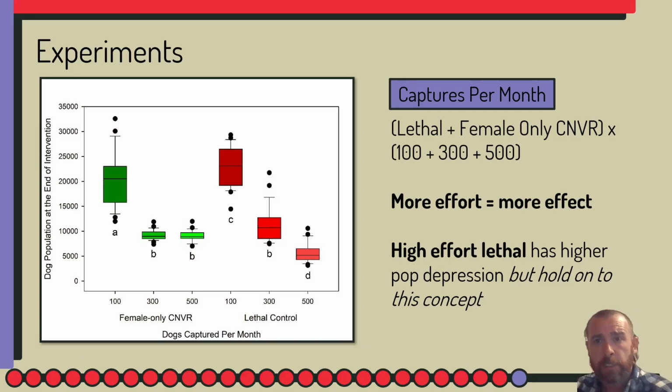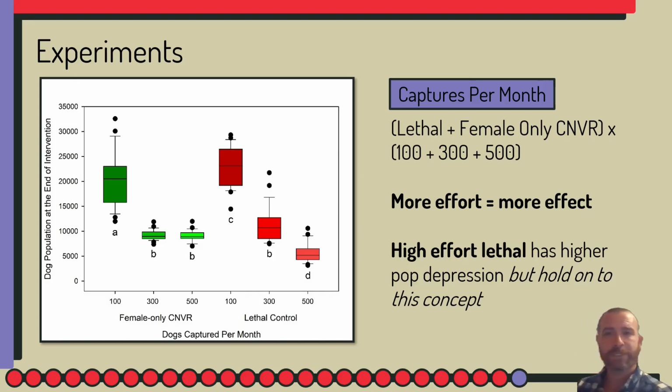The other thing is the amount of effort that you're doing, right? Also, unsurprising, the more effort, the more of an effect, the more you're able to suppress a population. You can see that for a fertility control that's targeting only females in green and a lethal control program that's targeting males and females here in red, right? It's better to do more effort.